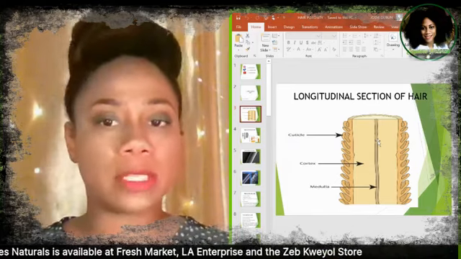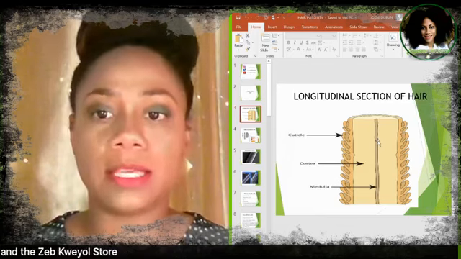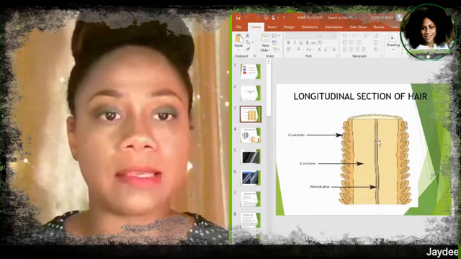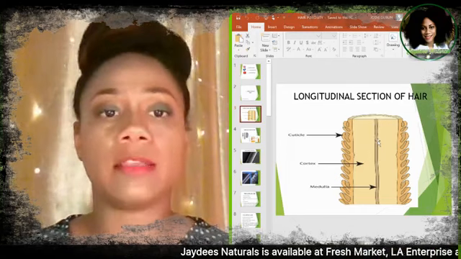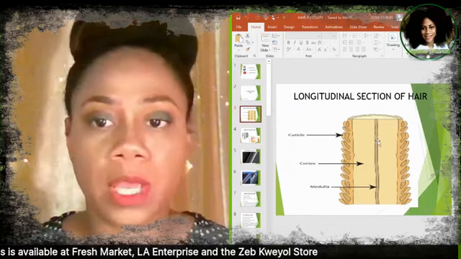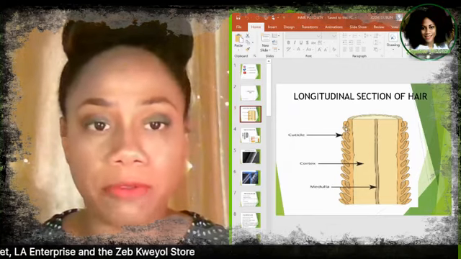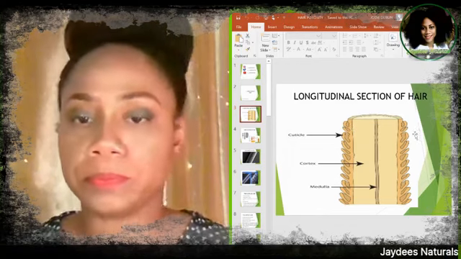Now, the cortex constitutes 70 to 80% of the hair strand. This is where the protein bundles are, and this is what constitutes our strength, the texture of our hair, the shine of our hair, the way our hair behaves to products, etc. So this is where the strength lies. All right, so that's what we have to concentrate on today.